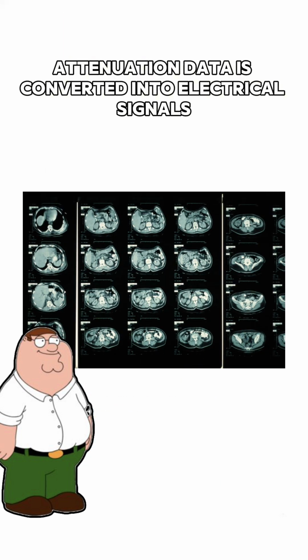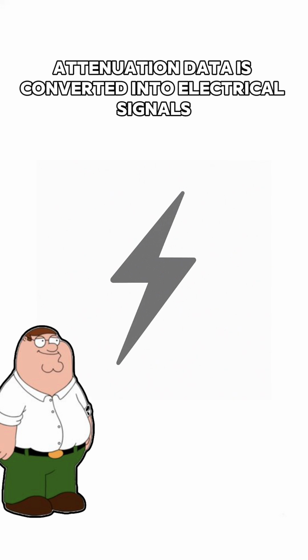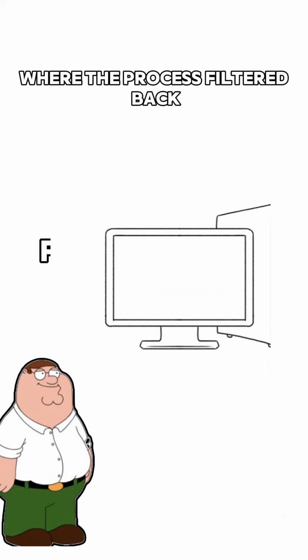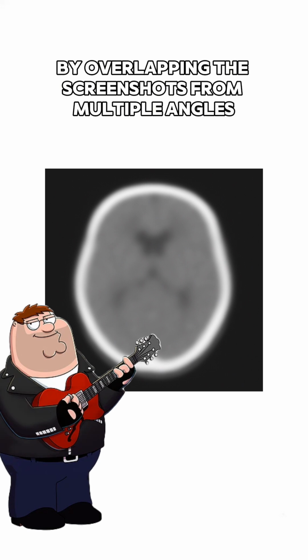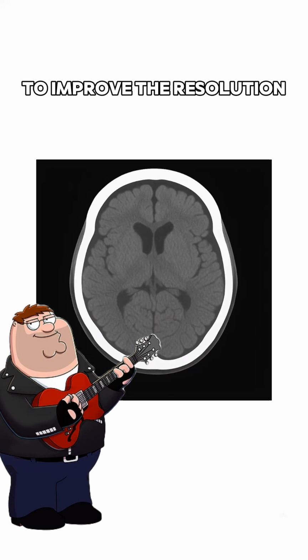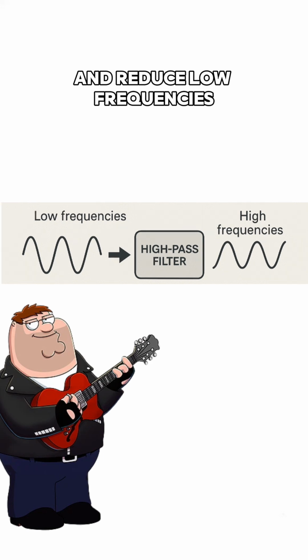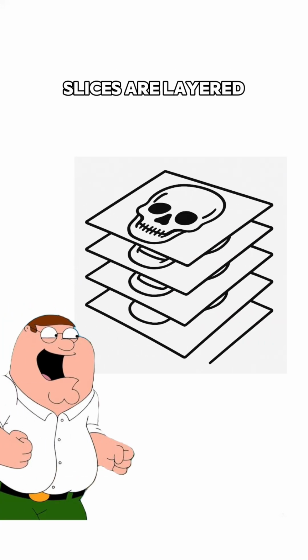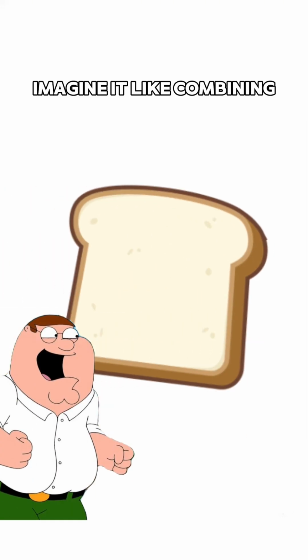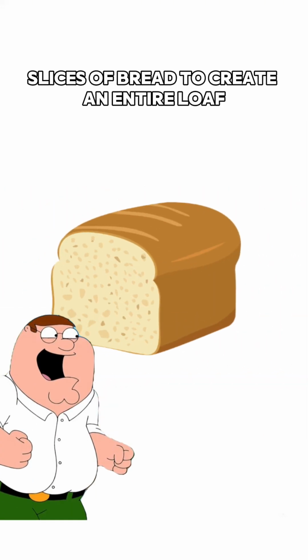Each screenshot's attenuation data is converted into electrical signals and sent to the computer, where the process, filtered back projection, constructs a blurry image by overlapping the screenshots from multiple angles. To improve the resolution, a high-pass filter is applied to enhance high frequencies and reduce low frequencies. Finally, the 2D slices are layered through a process called volumetric rendering, creating a 3D image. Imagine it like combining slices of bread to create an entire loaf.